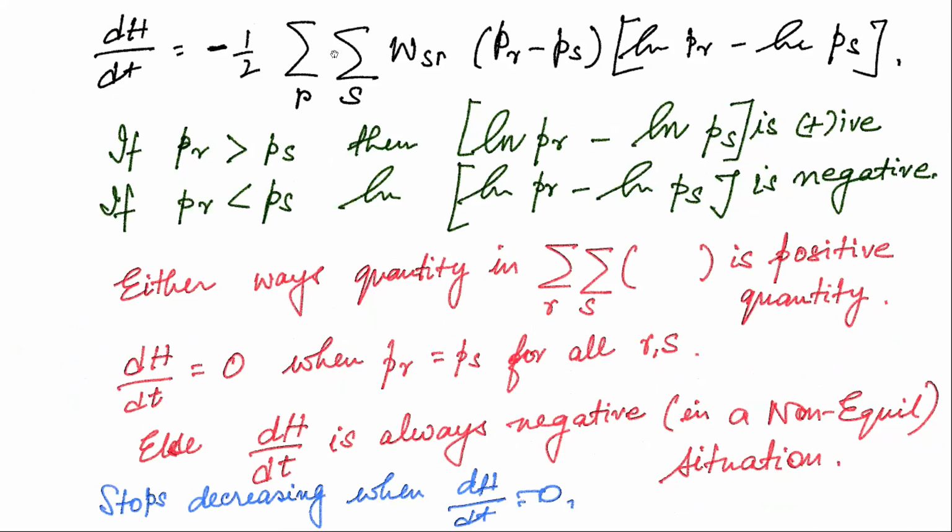And what we have achieved by writing it like this is that we have PR minus PS and ln PR minus ln PS. Now, if by any chance PR is greater than PS, then since ln is a monotonic function of any quantity, ln PR is going to be greater than ln PS. Both are positive. So if PR is greater than PS, this is also positive, and the product of the two is going to be positive.